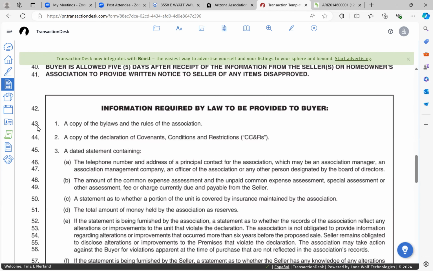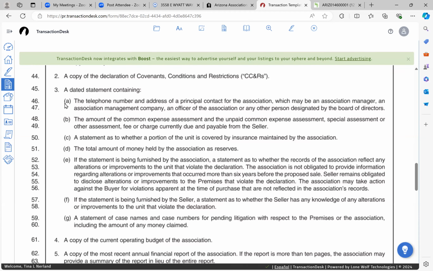Okay. So, information required by law to be provided to the buyer. You have to provide a copy of the bylaws and the rules of the association. You have to provide a copy of the declaration of covenants, conditions, and restrictions, otherwise known as CC&Rs. A dated statement containing the telephone number and address of the principal contact for the association, which may be an association manager, an association management company, an officer of the association, or any other person designated by the board of directors. The amount of the common expense assessment and the unpaid common expense assessment, special assessment, or other assessment fee or charge currently due and payable from the seller.